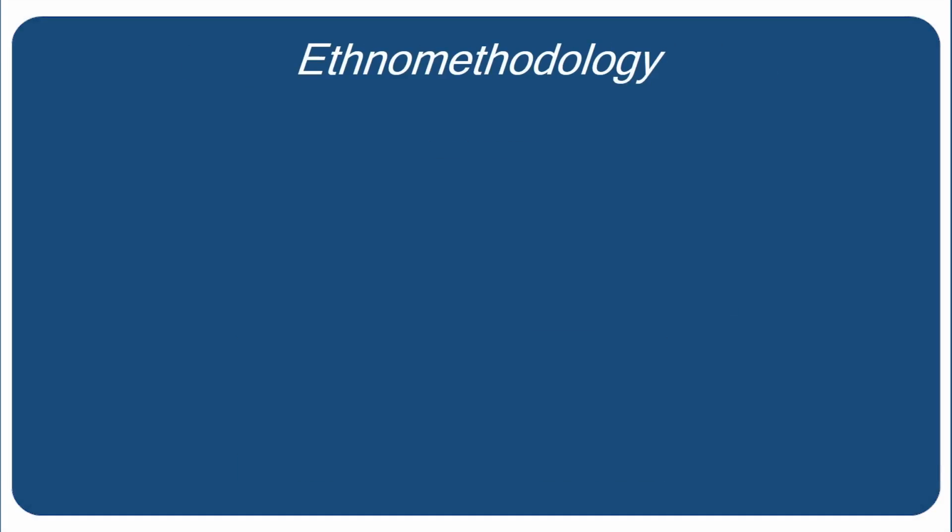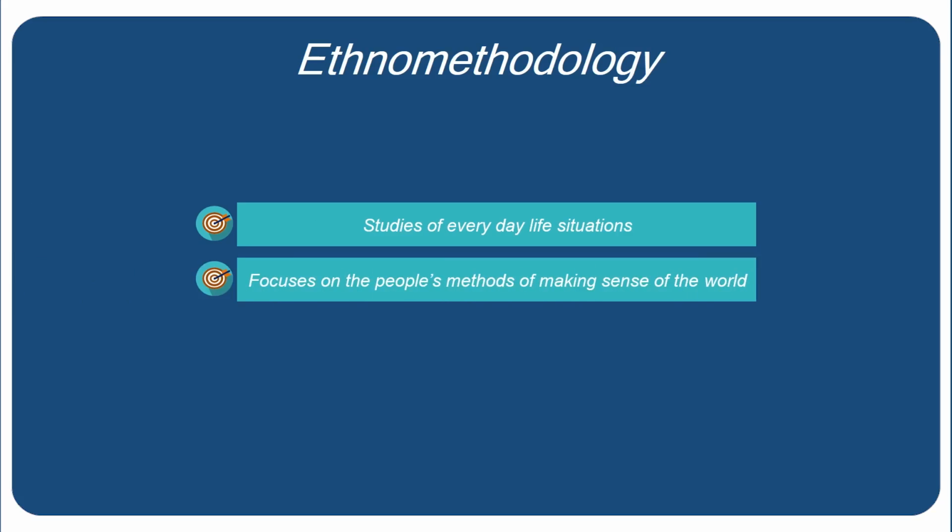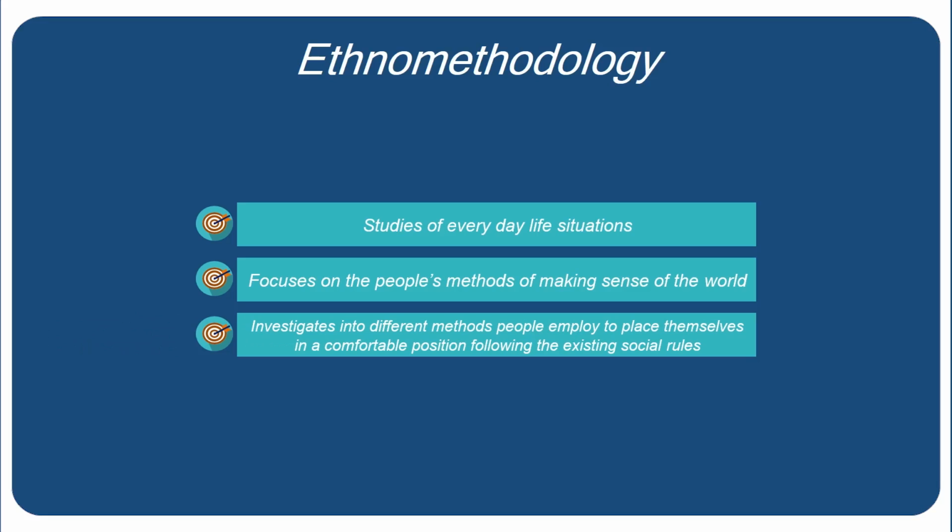Then ethnomethodology studies everyday life situations. It focuses on people's methods of making sense of the world. Ethnomethodology investigates the different methods people employ to place themselves in a comfortable position following the existing social rules. For example, when a lawyer practices law, how to become a popular lawyer is not anywhere in the books, but he or she learns through the experiences of others. Then he or she adopts a particular way to become a popular, very influential lawyer.